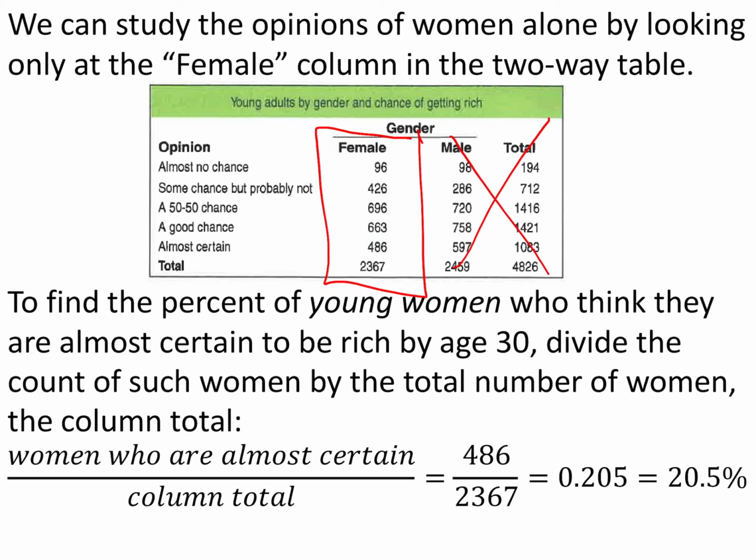To find the percent of young women who think they are almost certain to be rich by age 30: the total number of females who were surveyed was 2,367. Almost certain is 468. If we divide that out, we get 0.205, or, remember, you move the decimal place two places to the right. We get about 20.5% of the females surveyed who thought they were almost certain that they would make more than a middle class income by the time they were 30.